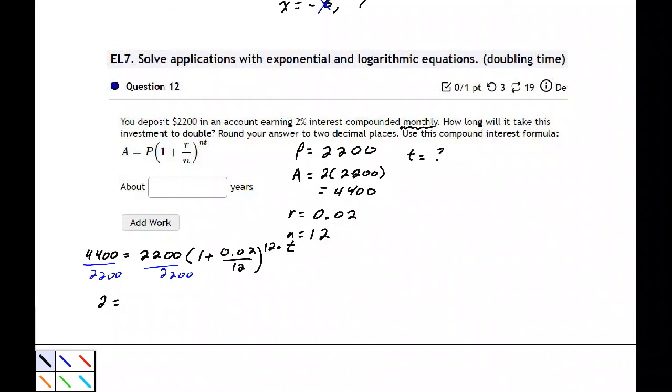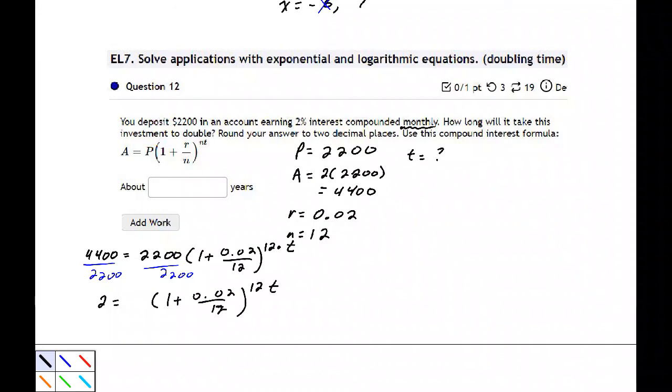I guess that could work. So let's see, that'd be... Actually, I'm just going to go ahead and leave that then. I don't want to round anything. So this gives me the equation 2 equals, parentheses, 1 plus 0.02 divided by 12 raised to the 12t.